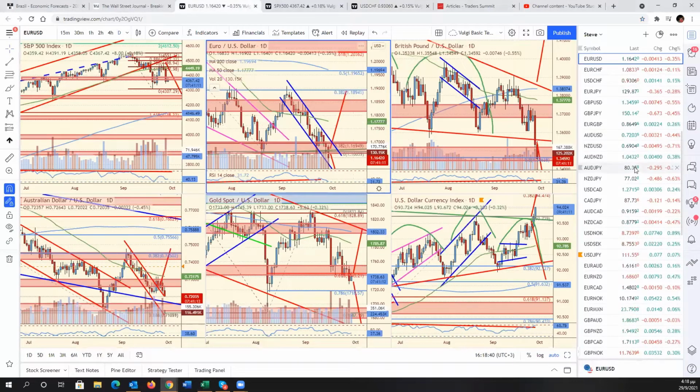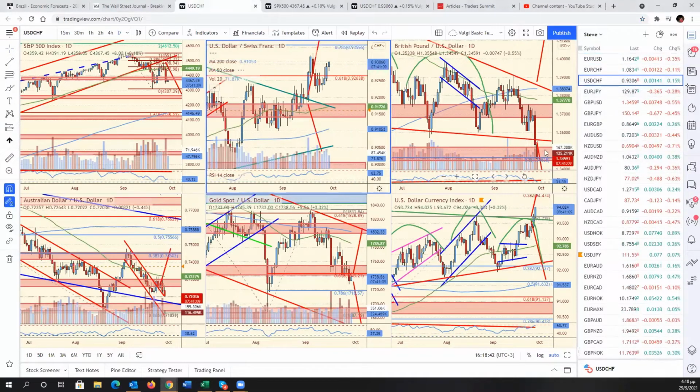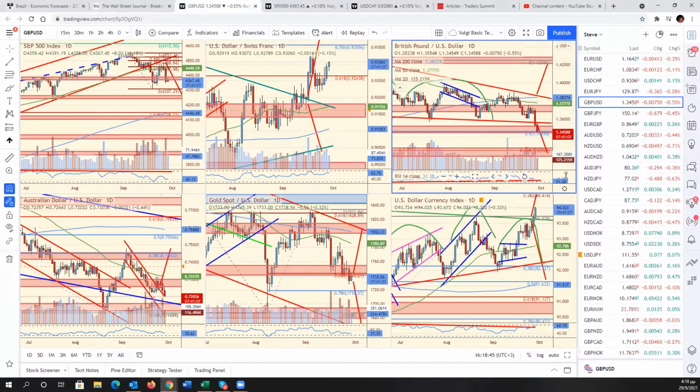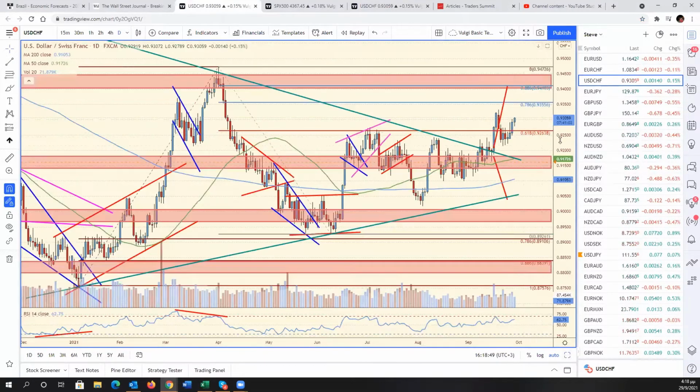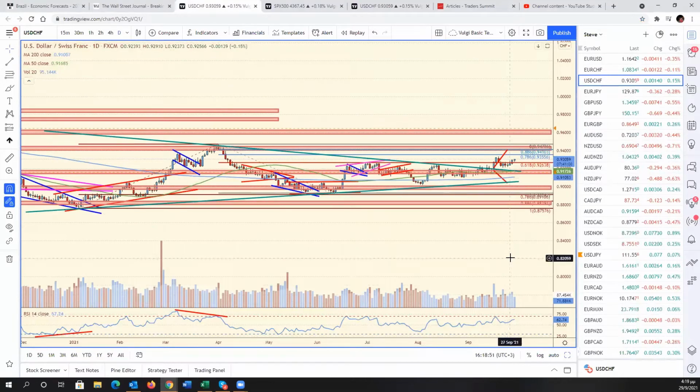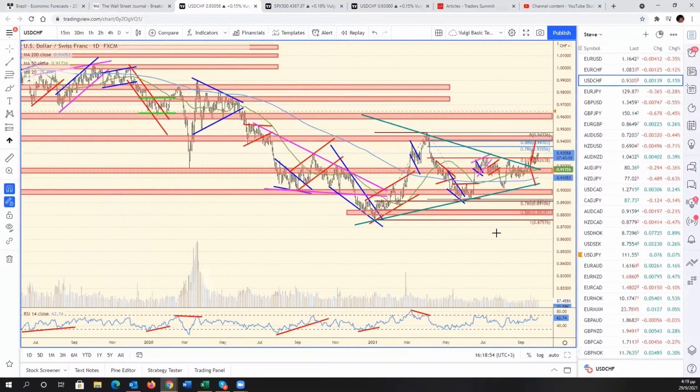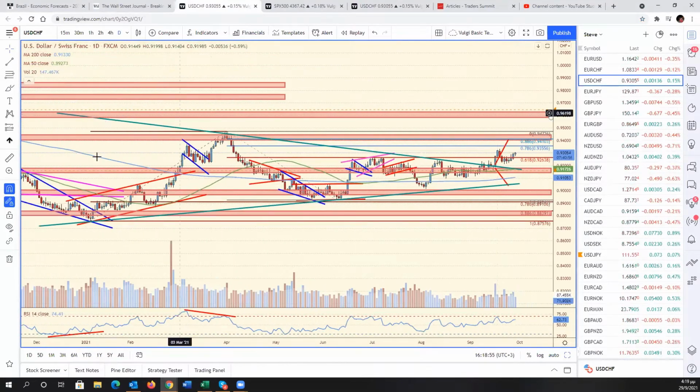Now, let me go first to the daily chart again, and then back to the 4-hour chart and talk about the USD Swiss. Now, the USD Swiss, if you notice, has broken out some time ago from this nice symmetrical triangle, which dates back at the beginning of the year, right? So it's a very valid technical formation. And hence remains bullish as long as we trade above 92.10.